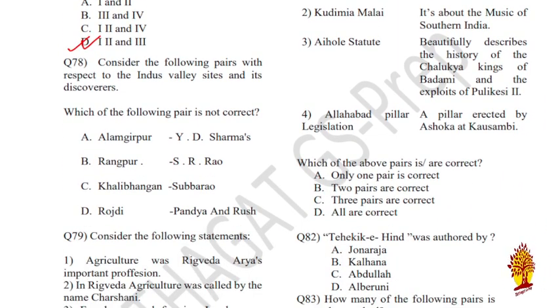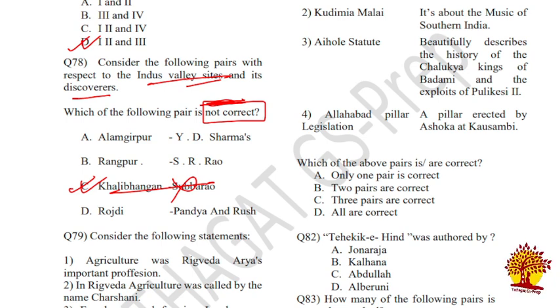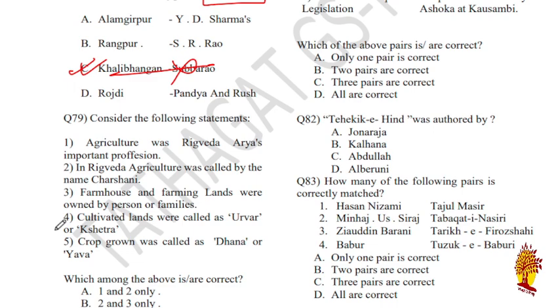78th question related to Indus Valley civilization, Indus Valley sites and their discoveries. Which of the following are correct? Here they asked not correct, okay, you have to read the questions correctly. Which of the following pair is not correct? Kalibangan is not correct. Subbarao not discovered. Bist, I think already Bist, he discovered the Kalibangan. Next one. Option C is the right answer here. Incorrect pair they have asked.